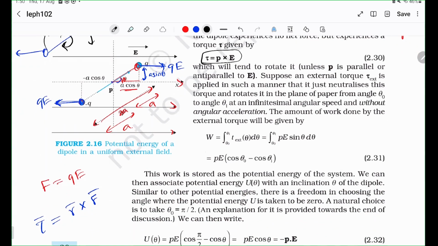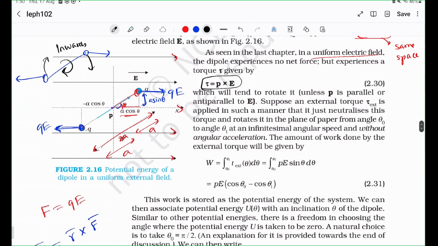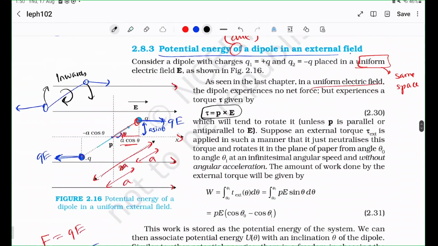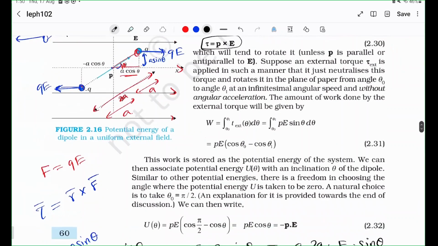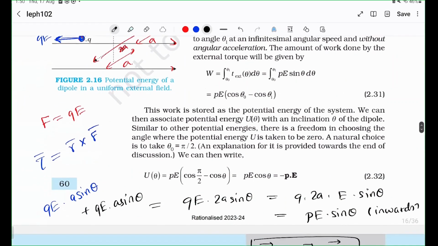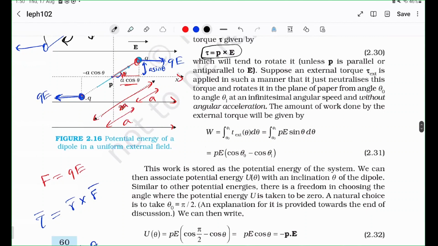So there you go. The torque obviously is the rotational analog of the force, right? So it is trying to rotate this dipole. And due to its rotational tendency, it is going to create a potential energy, right? The torque is going to want to minimize the potential energy.